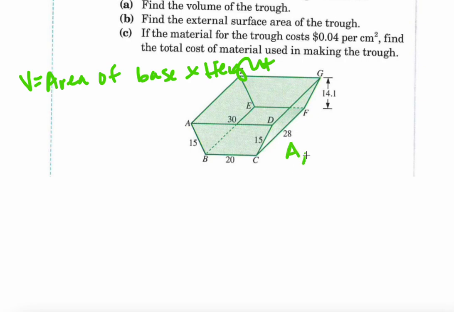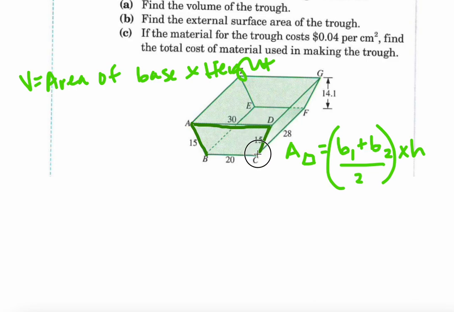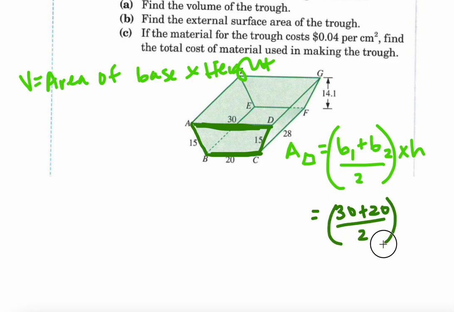Area of a trapezoid, let me draw a little trapezoid, equals the base 1 plus base 2, divide by 2 because you're trying to figure out their average. Take that average and multiply by the height, small h. Okay, so if we look at our trapezoid, it is right here. Our 2 bases are going to be 30 and 20. So 30 plus 20 divided by 2 will give us the average of the bases times the height.